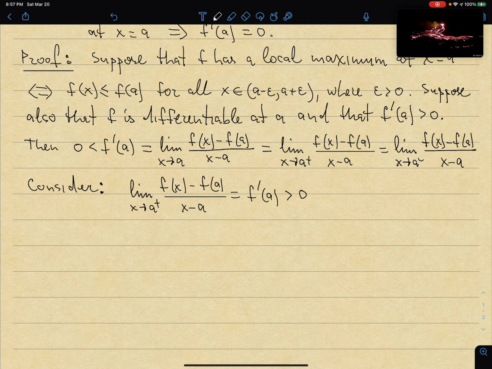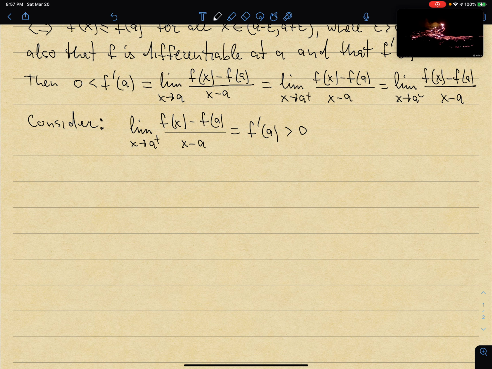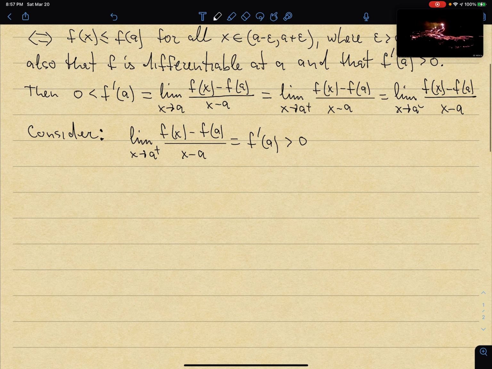Now, what can I say about this? Because the limit exists, I can now try to use the epsilon-delta definition of the limit. So what this means is that if I pick an epsilon, let's say, to be f prime of a over 2, then I should be able to find the corresponding delta that is going to ensure that the function minus the limit is going to be less than epsilon.